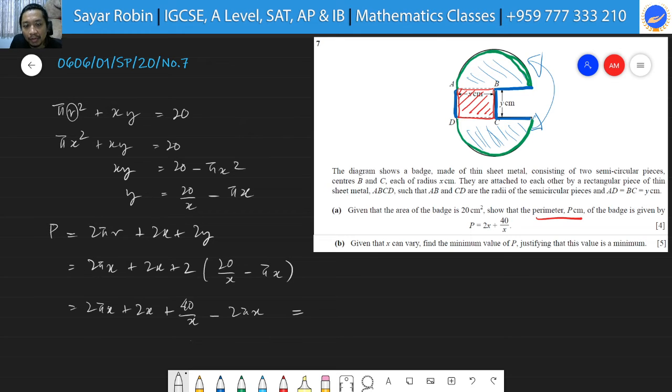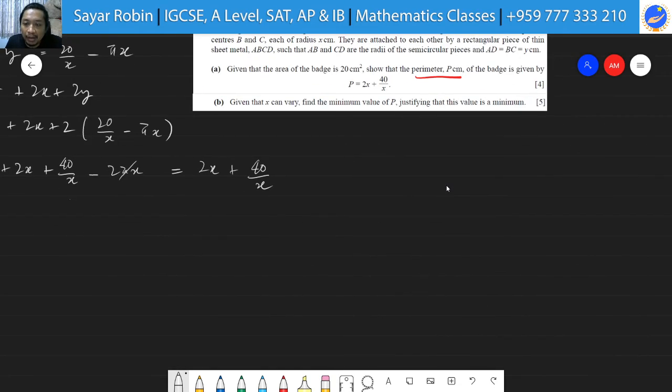You can cancel the positive 2 pi x and the negative 2 pi x. Finally, you will have 2x plus 40 over x. This is the expression that you want. Then we are going to find the maximum value of P, to determine whether the value is a maximum or minimum.